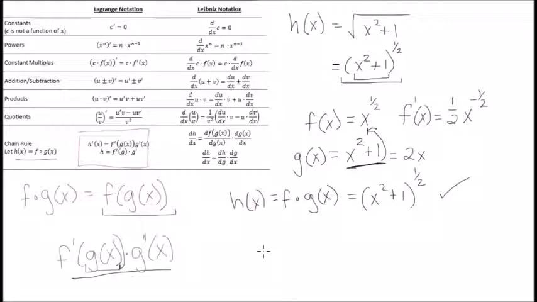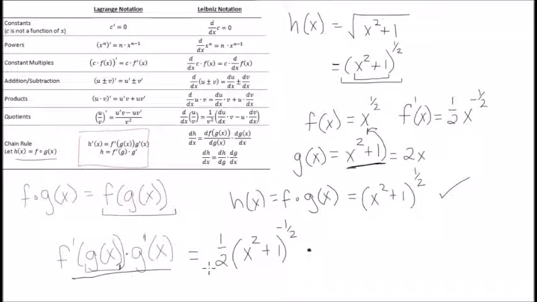So the way that the chain rule works is that we leave the g of x in place. So here we had x squared plus 1 in place of the x. So f prime of g of x is going to be 1/2, so I'm looking up here at this derivative, times, except that I have g of x for my x, x squared plus 1 to the negative 1/2.